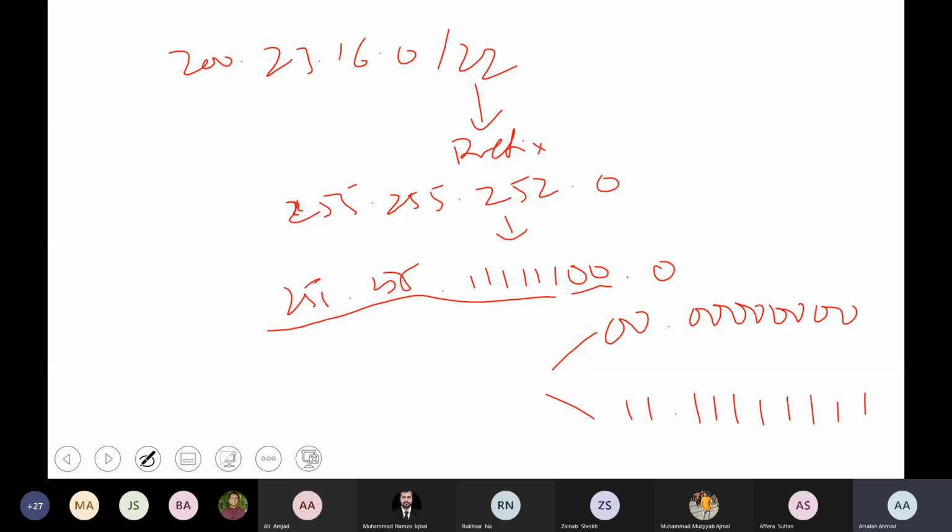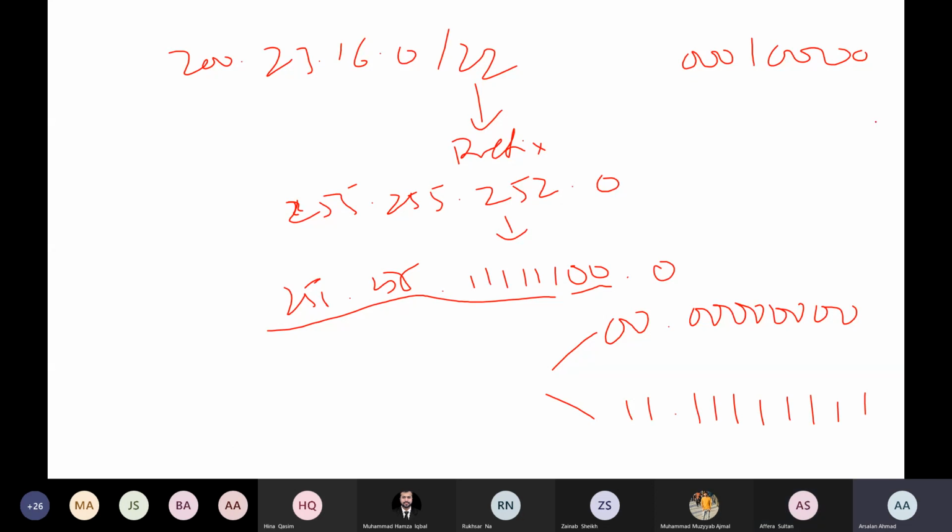And now if you consider the binary of 16, what is the binary of 16? Anyone is going to tell me the binary of 16? It is 00010000, the four zeros and then 1 2 3 4 5 6 7 8.